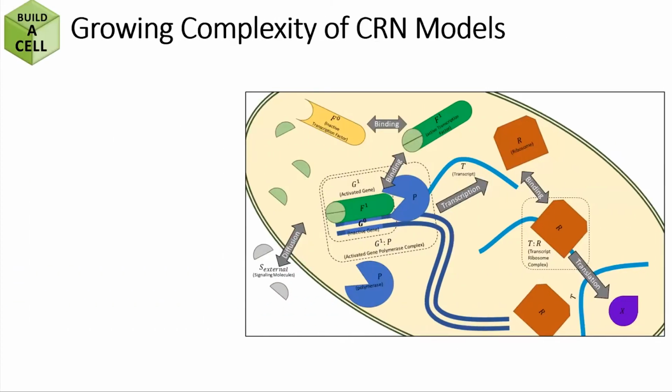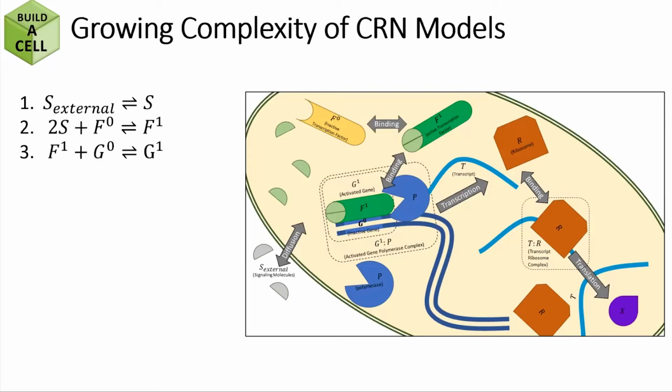So last week we went through an example model, which I'll go through again and use as the basis for this week's lecture. This model starts by having some external signal which can diffuse in and out of a cell. That signal cooperatively binds to a transcription factor to activate it from F0 to F1. The transcription factor can bind to a gene to form an activated gene transcription factor complex, which can then recruit a polymerase, which causes the gene to be transcribed into RNA or a transcript T.